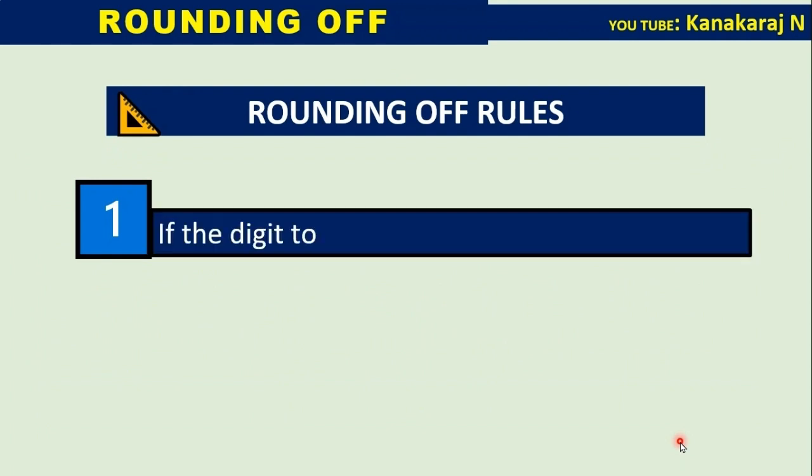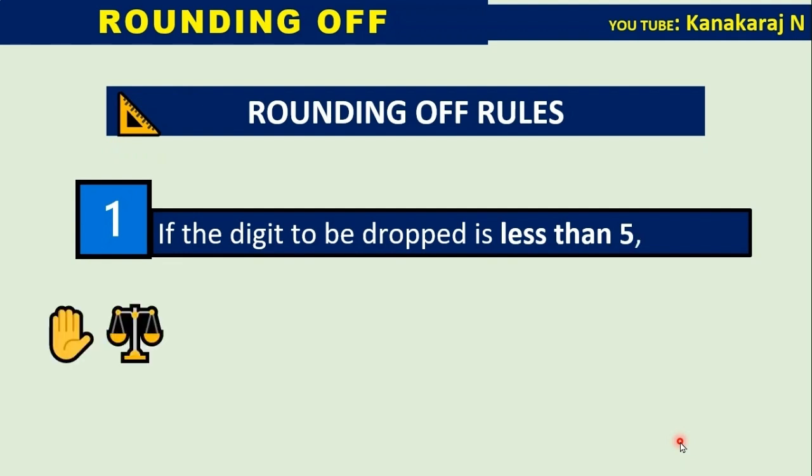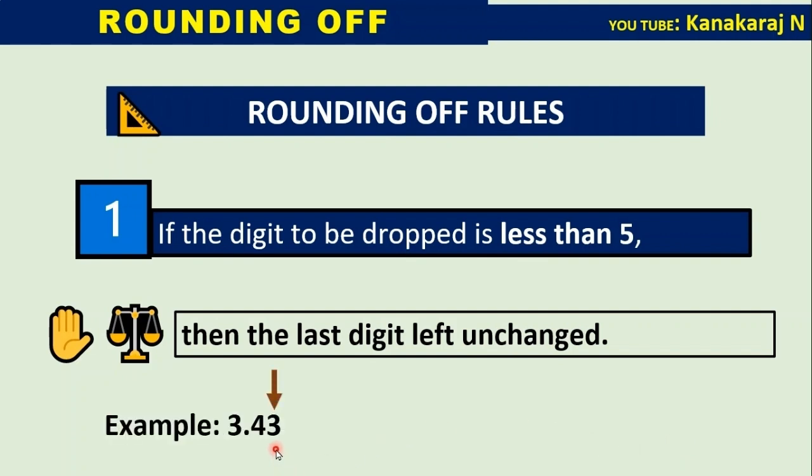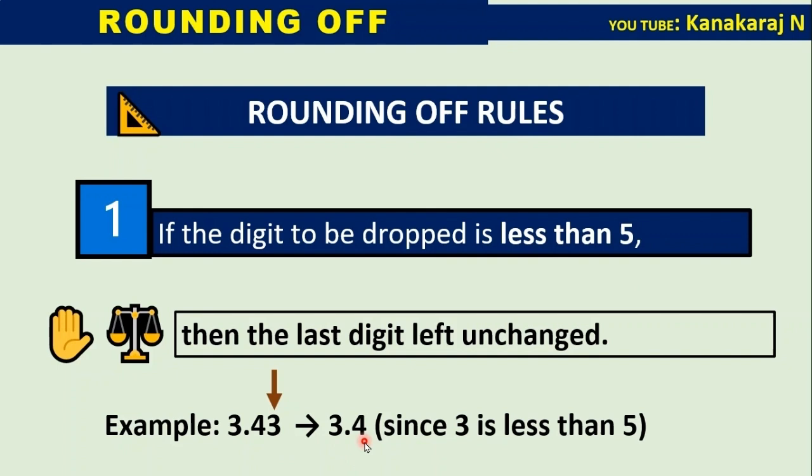Rounding off rules. The first rule. If the digit to be dropped is less than 5, then the last digit is left unchanged. Here you have an example. Now we need to drop the number 3, which is less than 5. So the last digit 4 should remain the same. So the answer is 3.4.